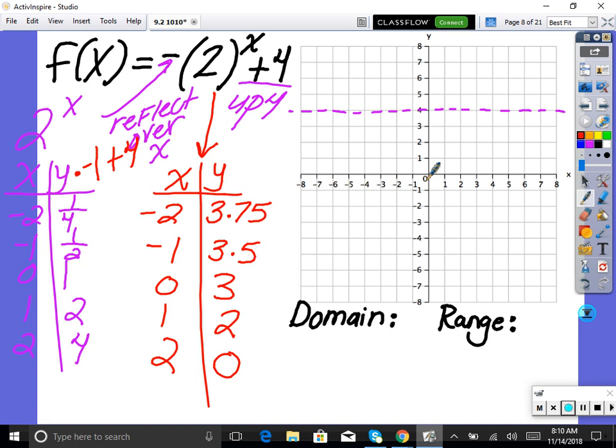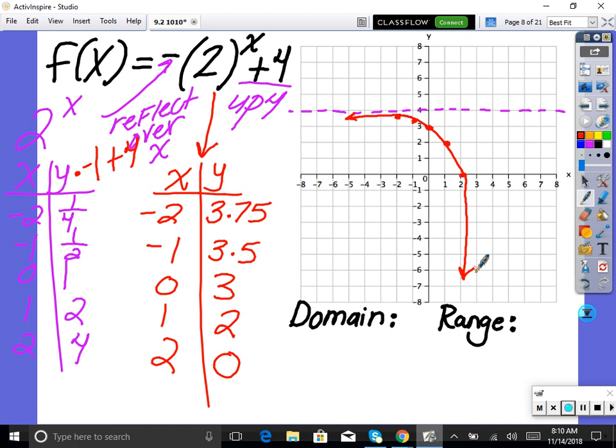So we're at -2 and then we're up 1, 2, 3 and a little bit. We're at -1 up 1, 2, 3 and a half. We're at 0 up 3. We're at 1 up 2. And then we're at 2 up 0. Can we see it happening? You can see what's happening now. It's coming up and approaching the asymptote. And it's coming down and getting exponentially larger, but in the negative direction.